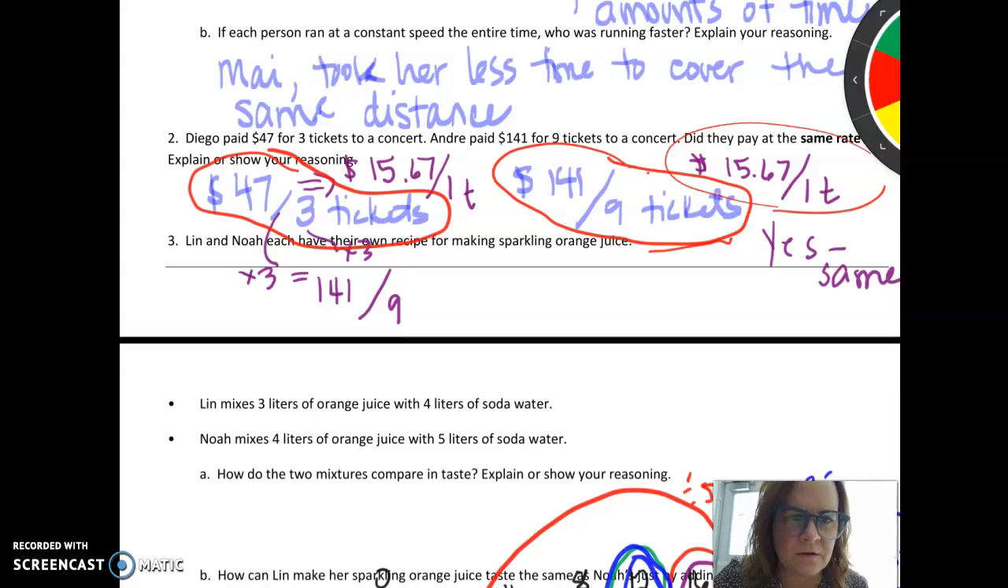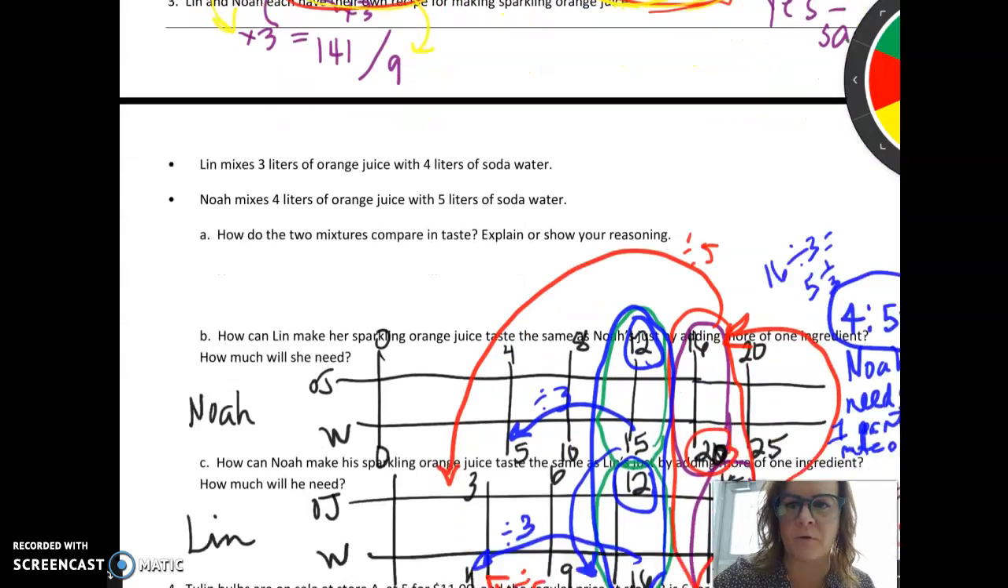But another way you could have thought of this problem is looking at the number of tickets that they bought. Since Diego bought 3 and Andre bought 9, let's just scale up Diego's by 3. Let's multiply his 3 tickets by 3 to get the 9. Then let's multiply 47 times 3 to see how much he would have paid. And 47 times 3 is 141. So yes, the same rate.